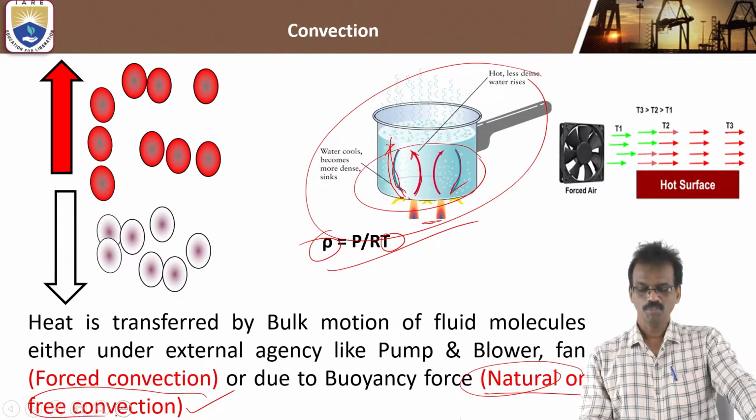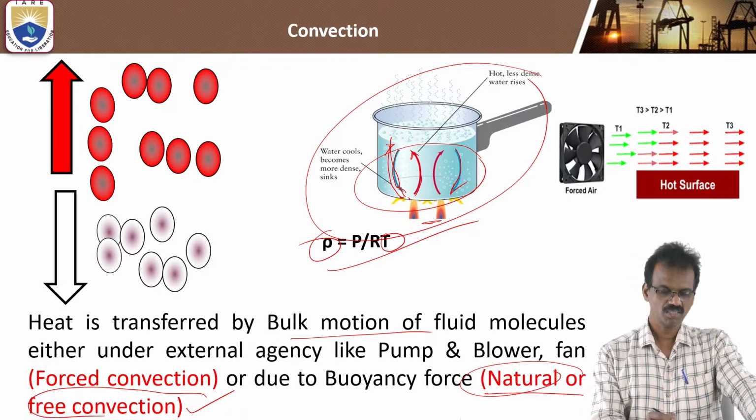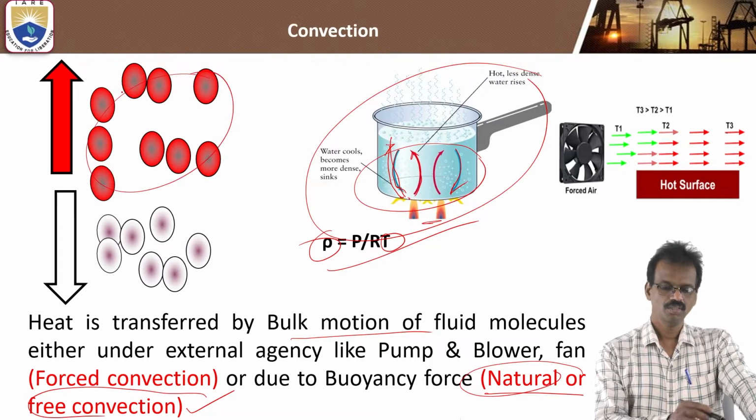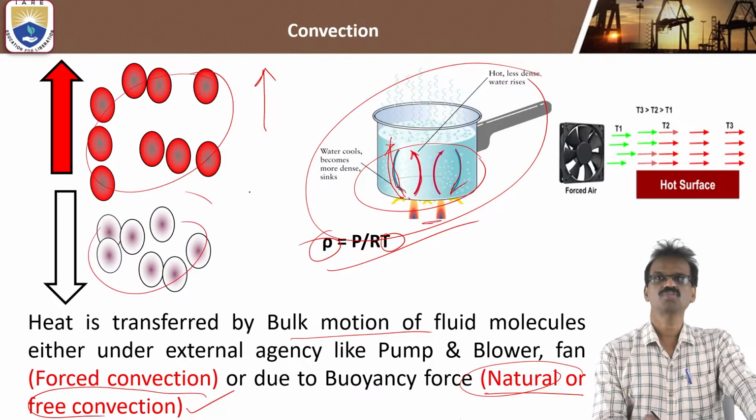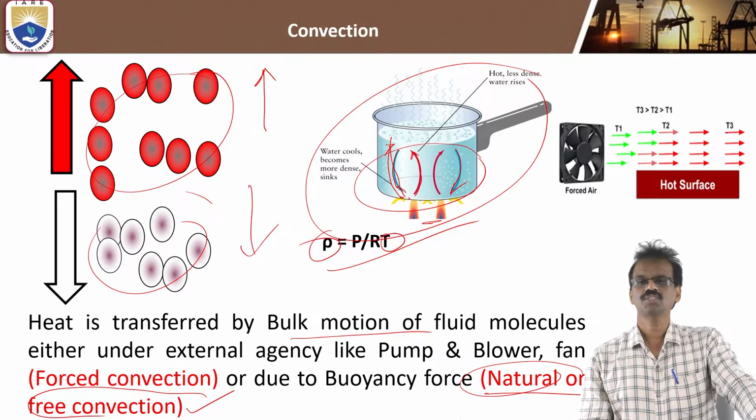With the bulk movement of the particles, here we can see the heated, less dense particles move in the upward direction, and the heavy dense particles move in the downward direction. So that is natural convection.